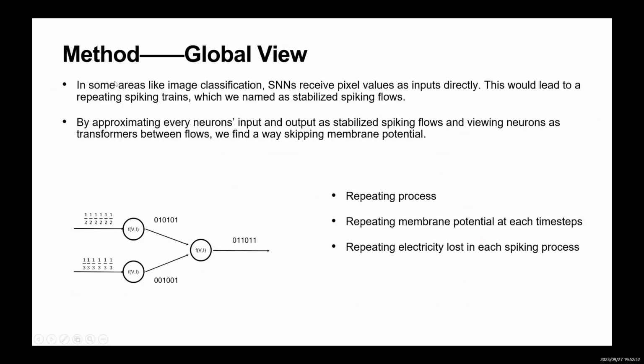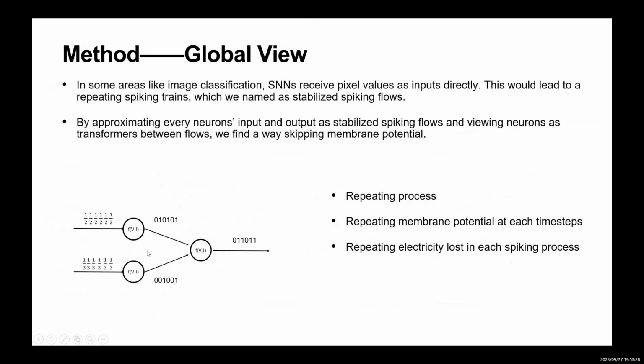In some areas, like image classification, SNN receives pixel values as input of each time step directly. This will lead to repeating spike chains, which we named stabilized spiking floors. It's worth noting that stabilized spiking floors stand for a repeating process of memory potential. Taking this neuron for example, its memory potential keeps on becoming 0.5, 1, 0.5, 1, and so on.